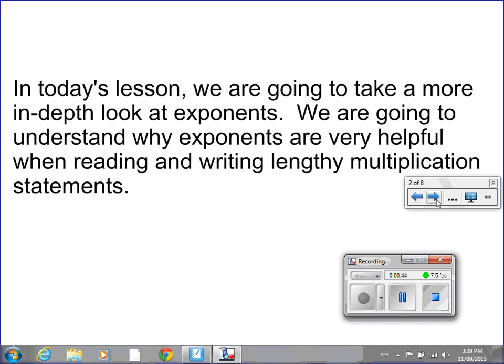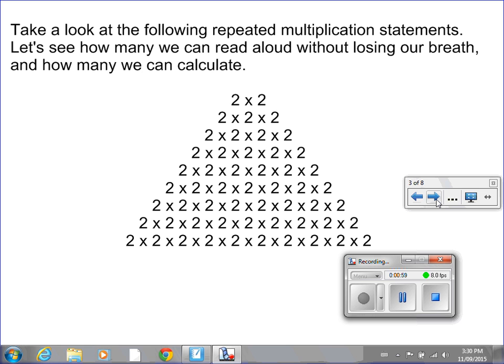In today's lesson, we are going to take a more in-depth look at exponents. We are going to understand why exponents are very helpful when reading and writing lengthy multiplication statements. So take a look at the repeated multiplication statements and try this out at home. See how many of these multiplication statements you can read aloud without losing your breath, and see how many you can calculate in your mind, like without using a calculator. I'm betting by the time you reach the halfway mark, you're probably going to lose track of the number of twos you've read aloud.